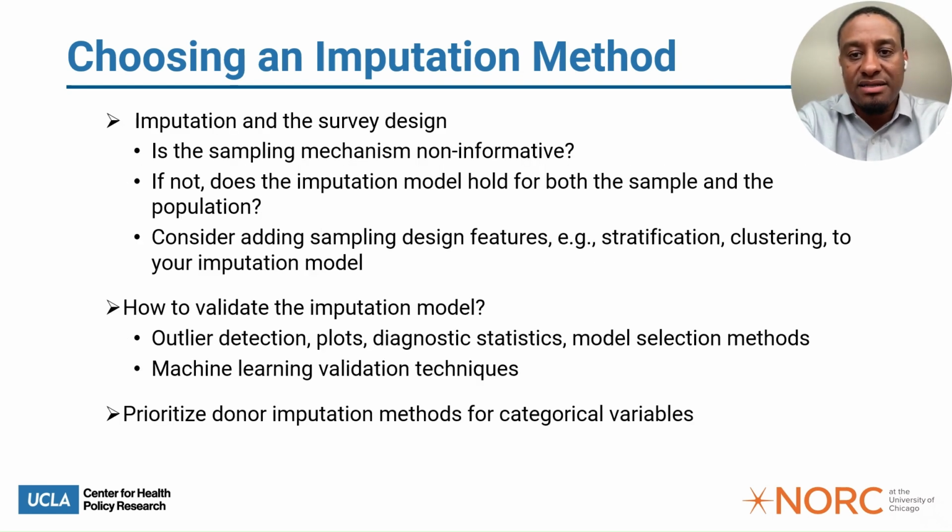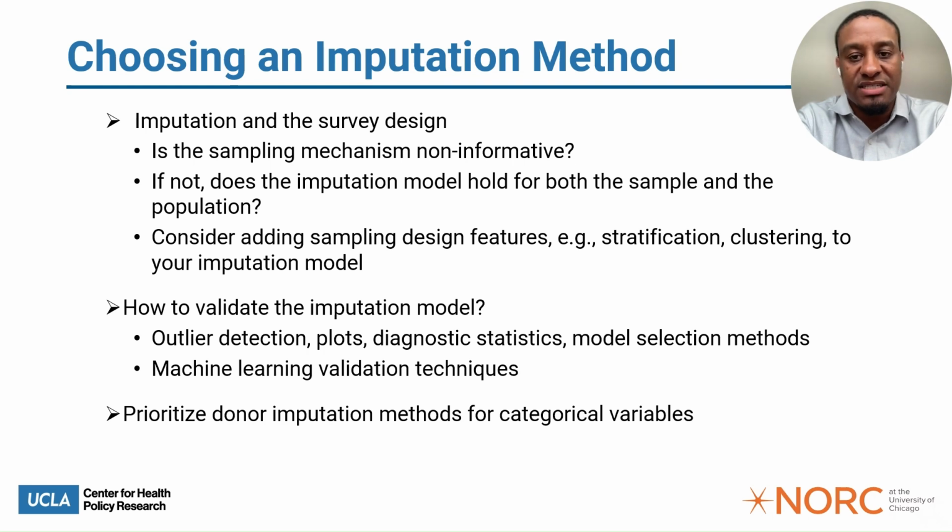Given the survey context, we must consider whether the sampling design affects the missing data mechanism. If the design is informative, meaning the probability of selection is related to the missingness mechanism, standard imputation may introduce bias. In this situation, incorporating survey design features such as survey weights or stratification indicators into the imputation model may help. If the sampling mechanism is non-informative, the imputation model may only need to generalize to the sample.